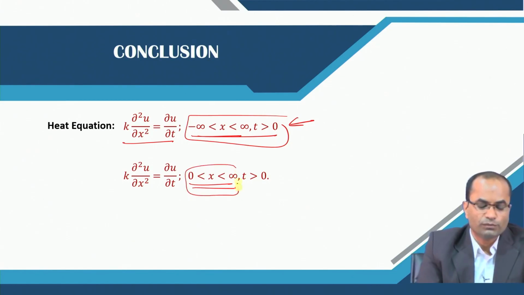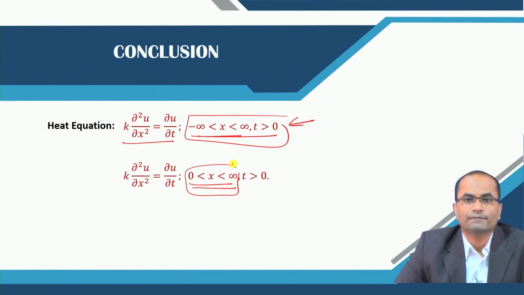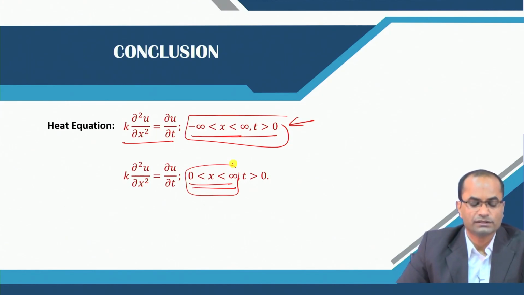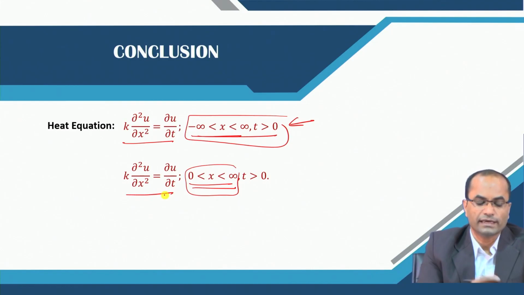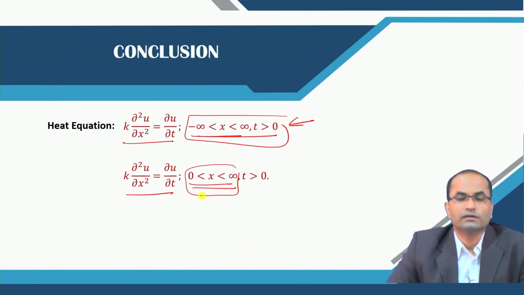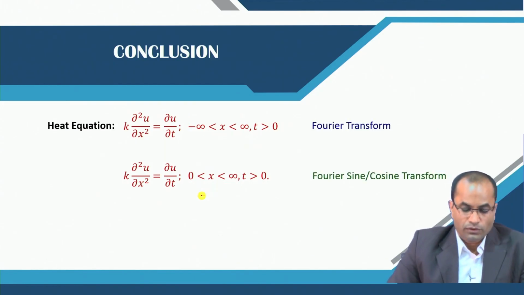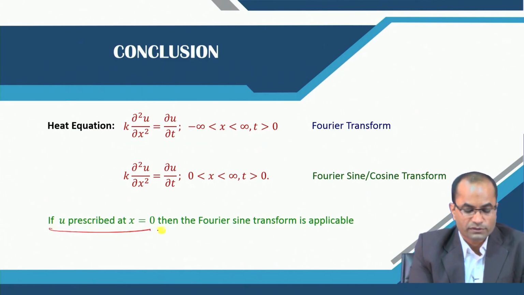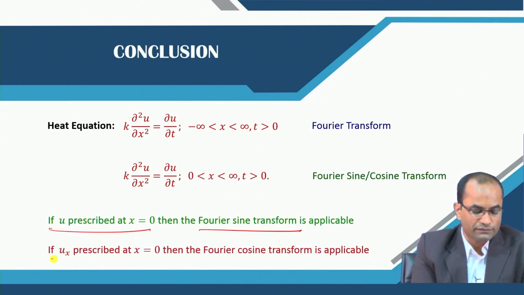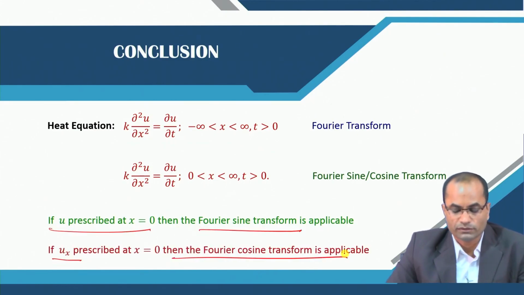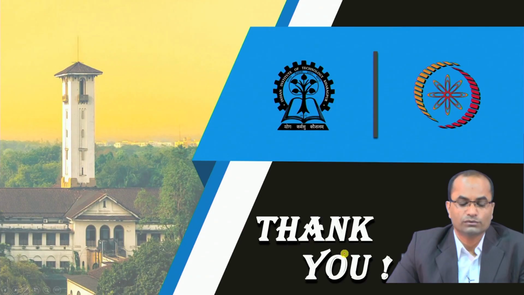In this case, there are two possibilities depending on the boundary conditions given. If u is prescribed, then sine transform is applicable. If u x is given, then Fourier cosine transform is applicable. Well, so if u is prescribed, then Fourier sine transform, and if u x is prescribed, then Fourier cosine transform is applicable to the problem.